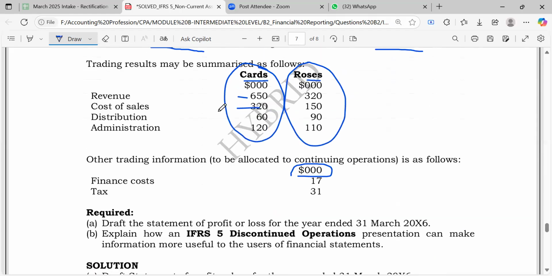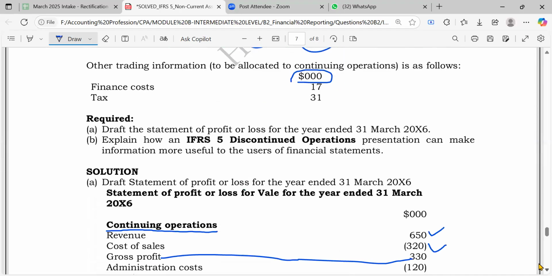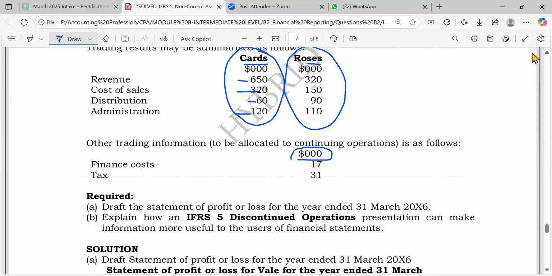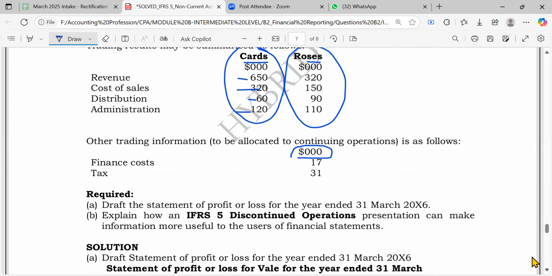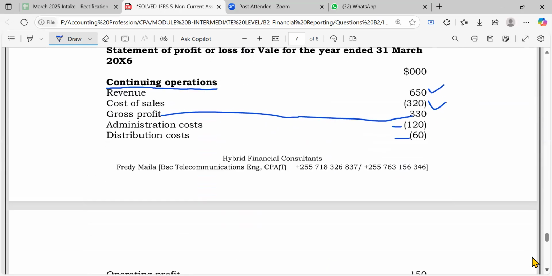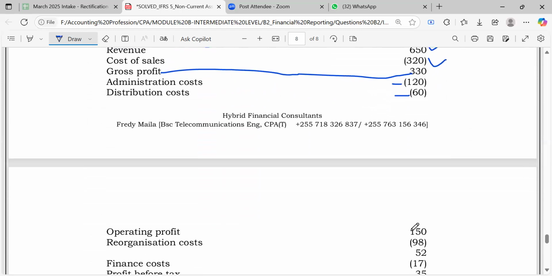And then you proceed up here. We have the distribution costs, 60. Expenses 120. So you just come here and put them. Admin here, and you have the distribution. After this, if nothing else is specified, you go on and you can have the operating profit, which is 330 minus 120 minus 160. It should be 150. That's fine.